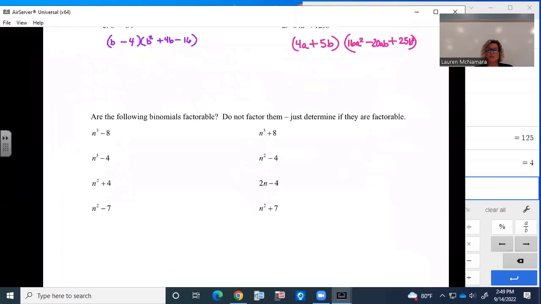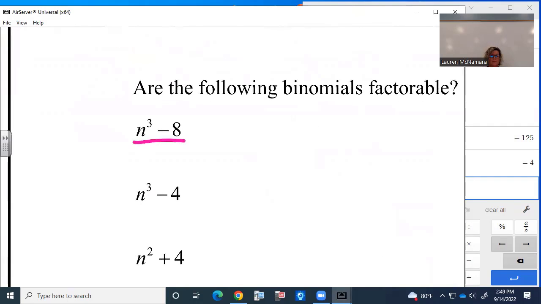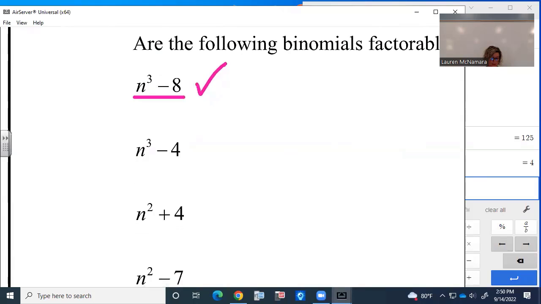So then let's just look at these real quick to say if they're factorable. Okay, so binomial. Is subtraction happening? Yes. Are both terms perfect squares? No. Are both terms perfect cubes? Yes. So therefore it's factorable. Next one. Binomial. Is subtraction happening? Yes. Are both terms perfect squares? No. Are both terms perfect cubes? No. So therefore not factorable.